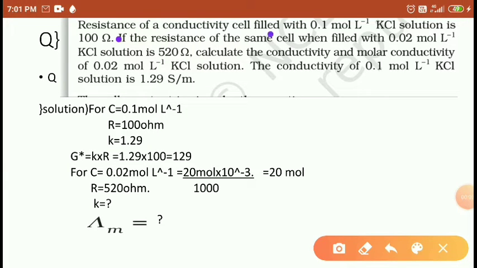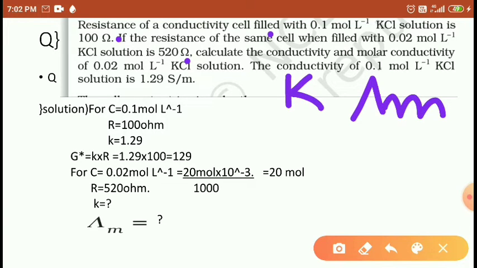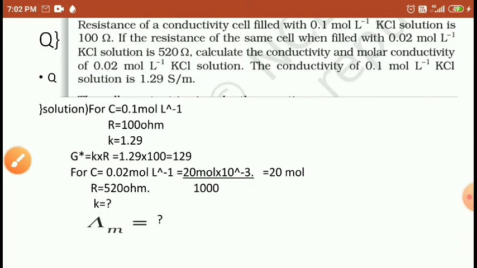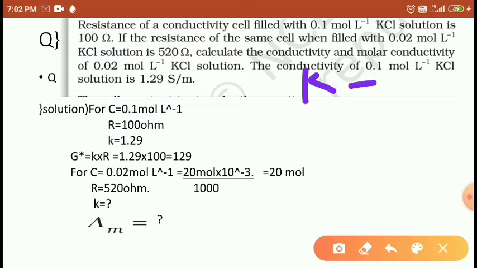Resistance of a conductivity cell filled with 0.1 moles per liter KCl solution is 100 ohm. If the resistance of the same cell filled with 0.02 moles per liter KCl solution is 520 ohm, calculate the conductivity K and molar conductivity lambda m of the 0.02 moles per liter KCl solution. The conductivity K for the 0.1 solution is 1.29.